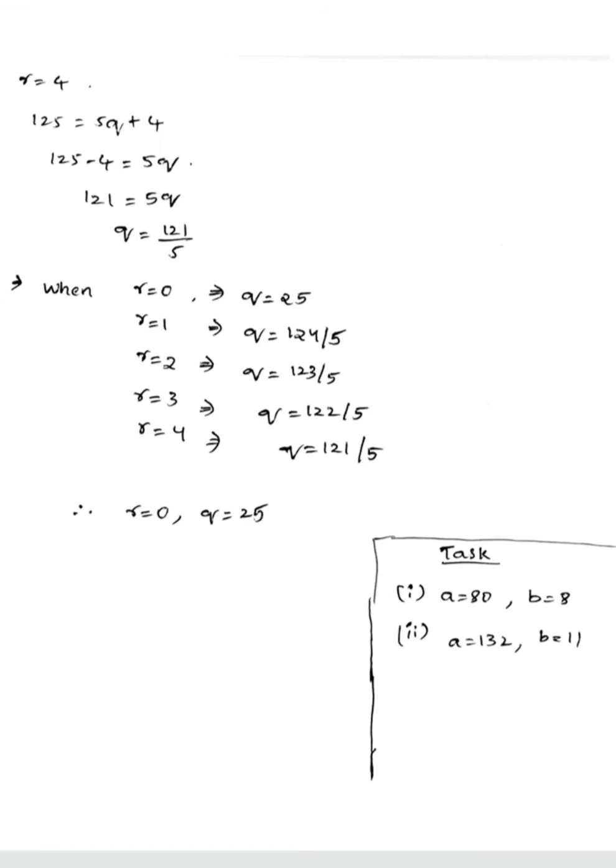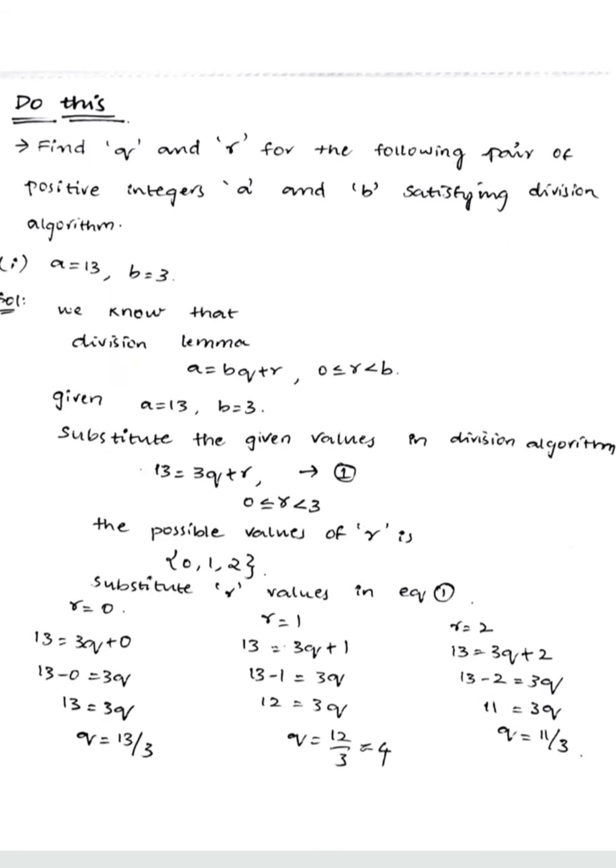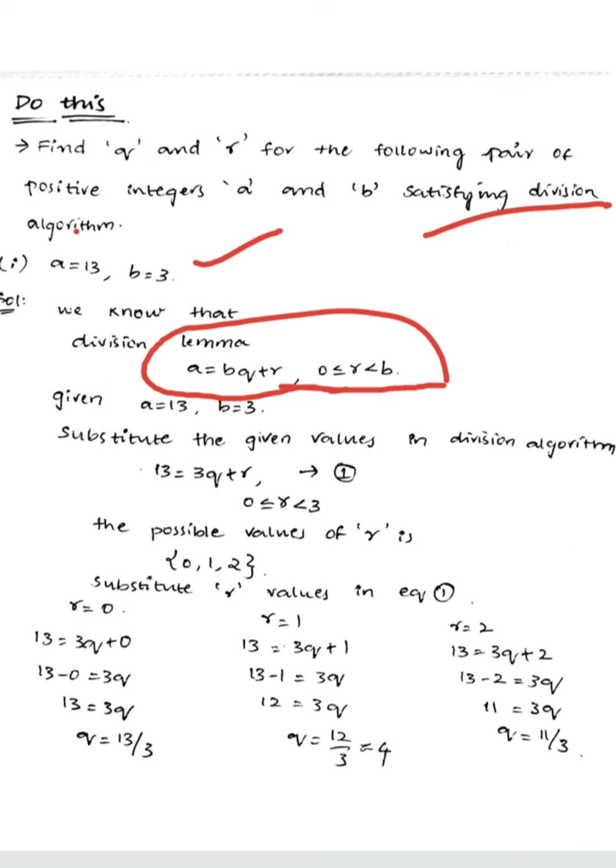Now I hope you understood what I have explained till now. Let me recap once again. They give the values of a and b, and we need to find the values of q and r using the division algorithm. So we substitute the values of a and b in the equation, and we get an equation. From this equation we need to find the possible values of r, and substitute these possible values of r in the equation above. When we solve for each individual value of r, we get a unique value of q.